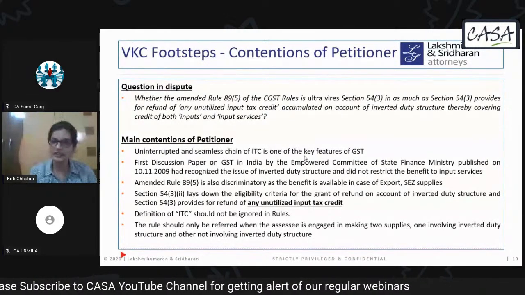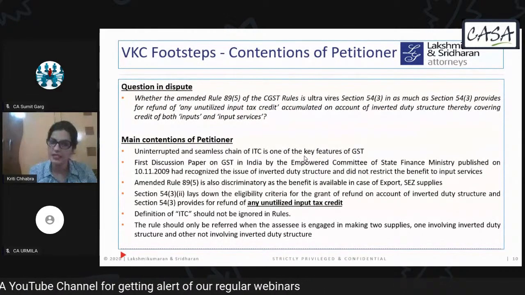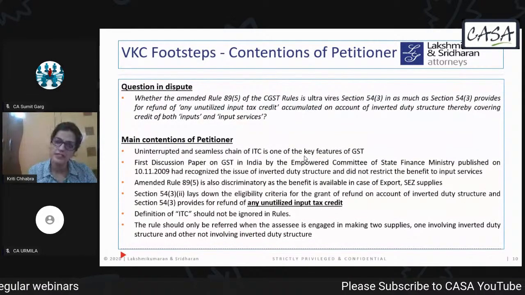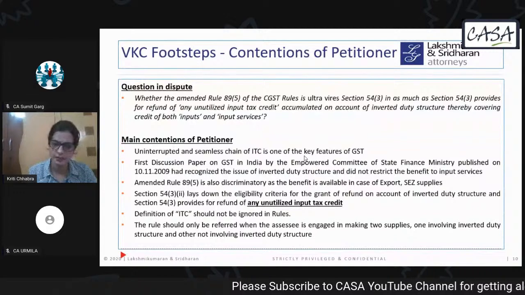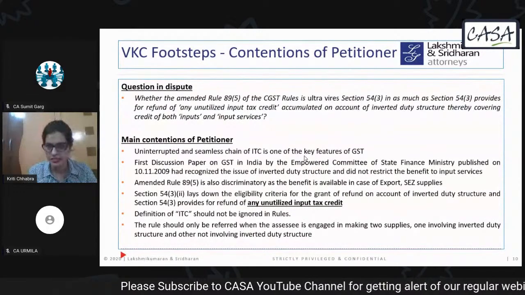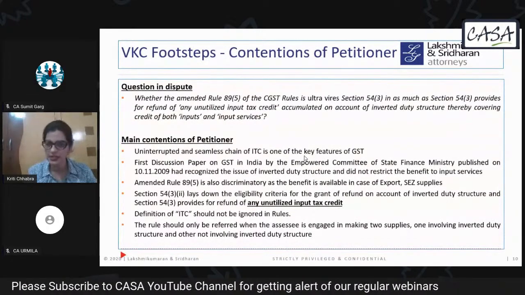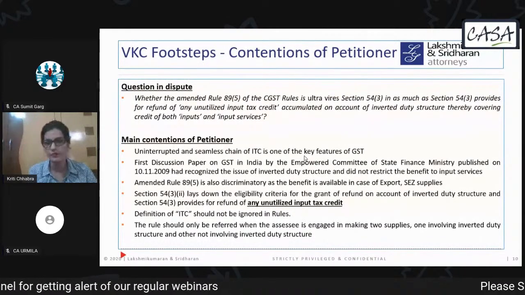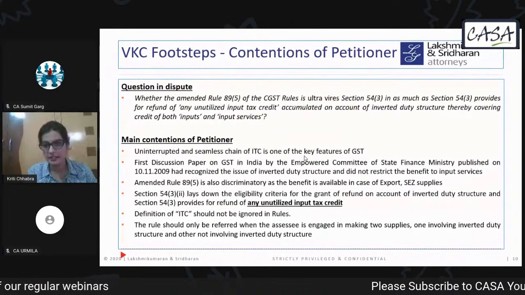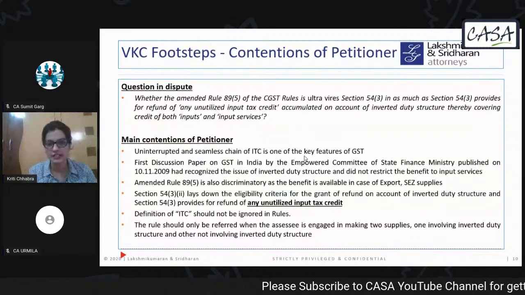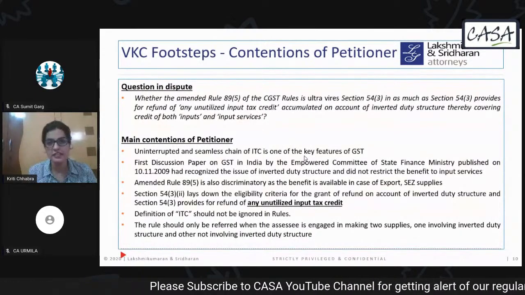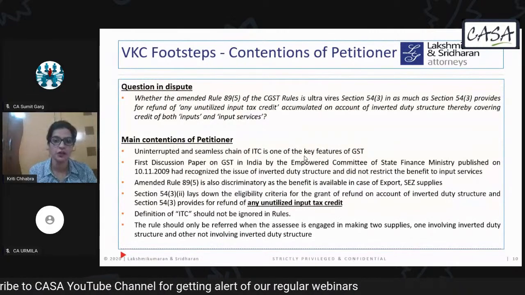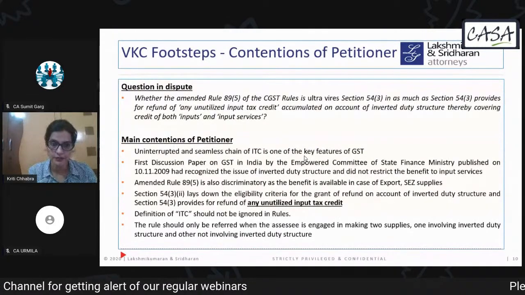Another thing is that Rule 89(5), if we see, is discriminatory in nature. Why? Because if you see Rule 89(4), which gives a similar benefit to zero rated suppliers or supplies made to suppliers, therein you can claim the benefit of refund for inputs as well as input services. So this was again the contention of the petitioner. These are creating discrimination without any intelligible differentia under Article 14. Therefore, this is violative of Article 14.